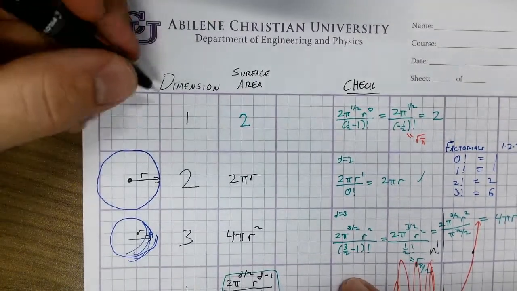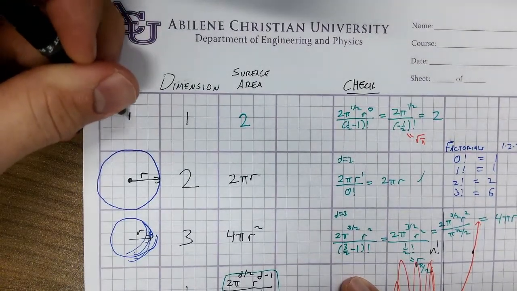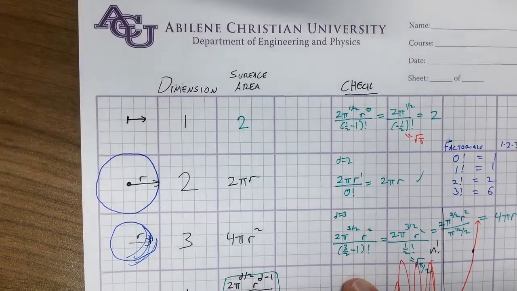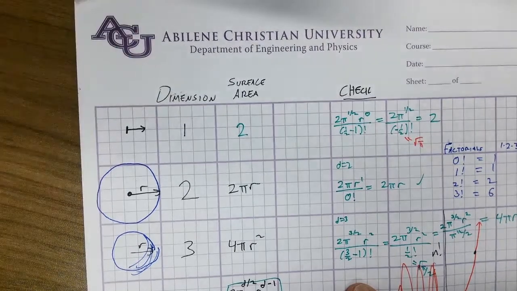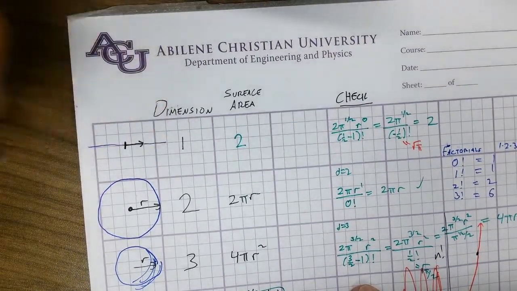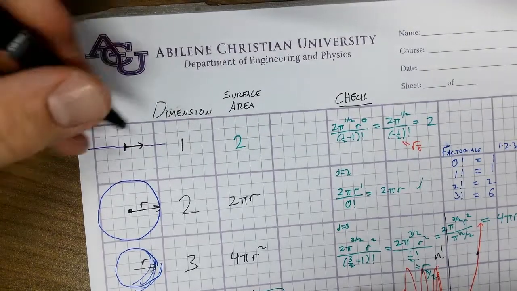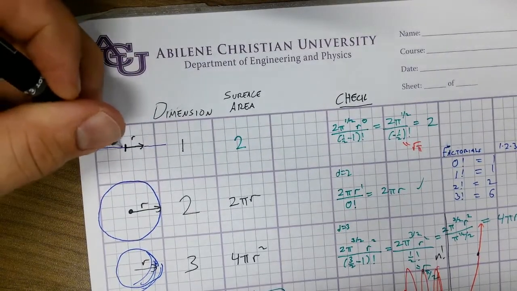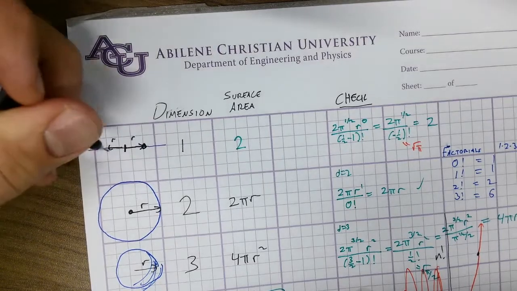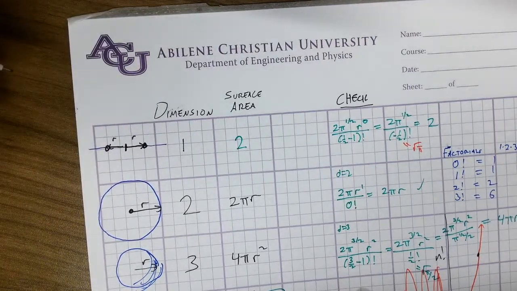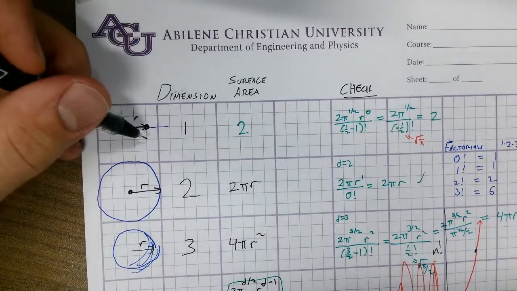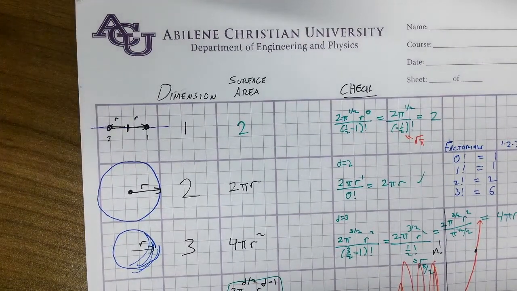I was thinking about this. Let's suppose that this is the center of my circle, and I define some radius r. If I'm on some 1-dimensional line, I've got 2 choices. I can be either r to the right, or r to the left. So I can be either here or here. I've got 2 places to go. And so my surface area, when I count, it's 1, 2.